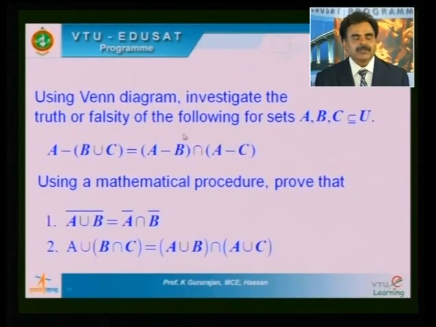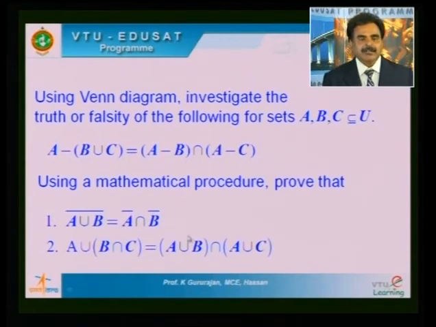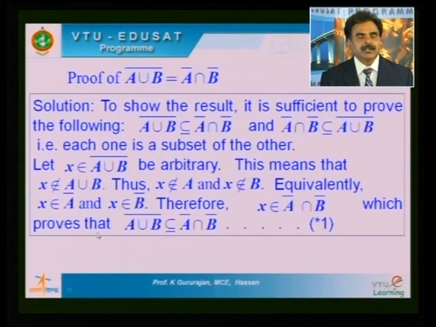I have given you some more problems on using the Venn diagram approach. Find out whether A minus B union C equals A minus B intersection A minus C. Now, these properties we can always prove using a mathematical procedure also, right? Earlier we used a membership table, now the Venn diagram approach. Now we shall use a mathematical procedure to establish the various properties. The first one is the De Morgan law: A union B whole complement equals A complement intersection B complement. Now, how to do the proof?